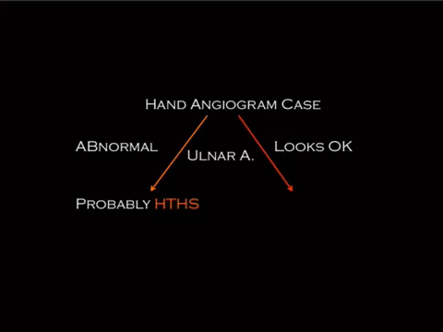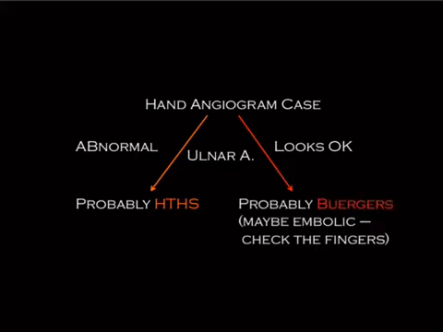Now, if the ulnar artery looks normal, knowing nothing else and not seeing a picture, statistically you're dealing with a Buerger's case, because these are the two most common cases shown in case conferences, either hypothenar hammer or Buerger's. But there is a third thing that can also be shown on a hand angiogram, which is less common, and that is embolic stuff.